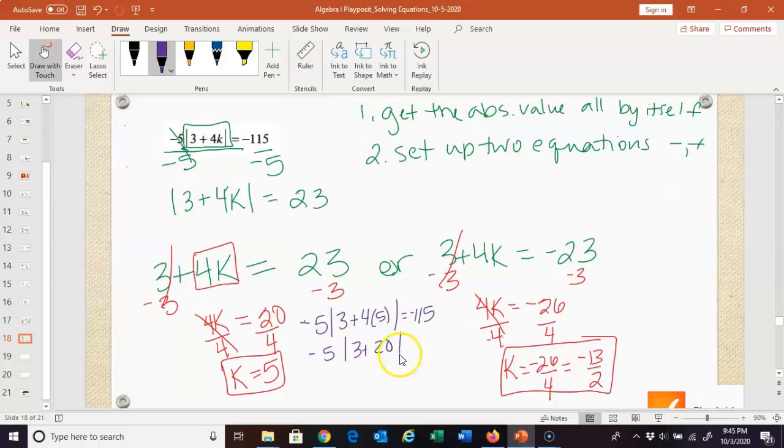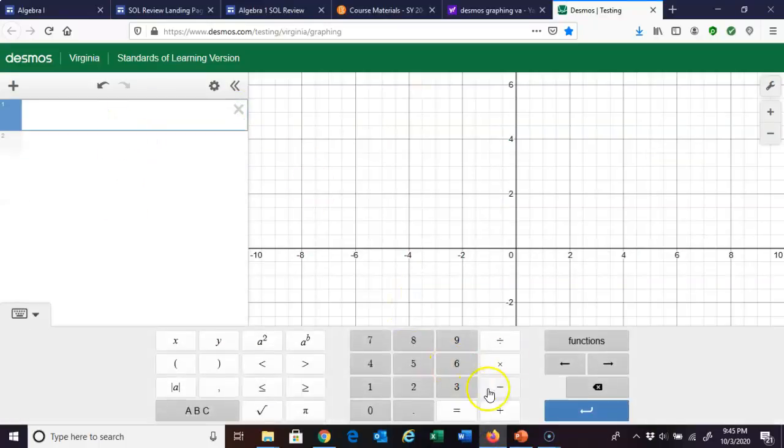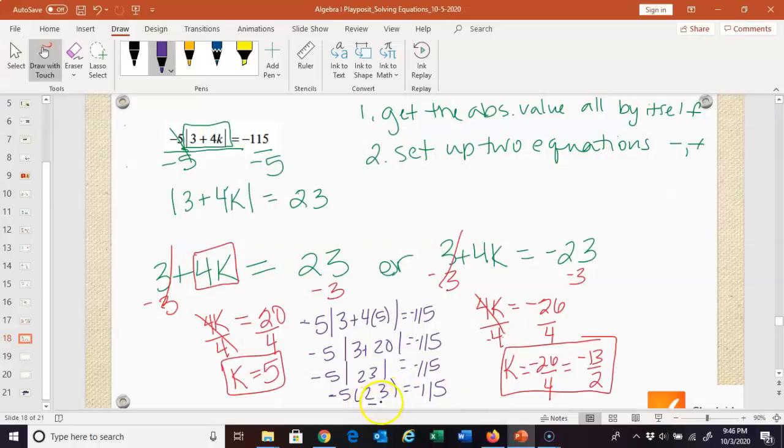So that's 20. And then we have the absolute value of 23. Well, the absolute value of 23 is 23. So -5 times 23. Is -5 times 23 -115? I don't know. Let's see. -5 times 23. Yay! It is negative 115. That checks out. So the left-hand side equals the right-hand side.